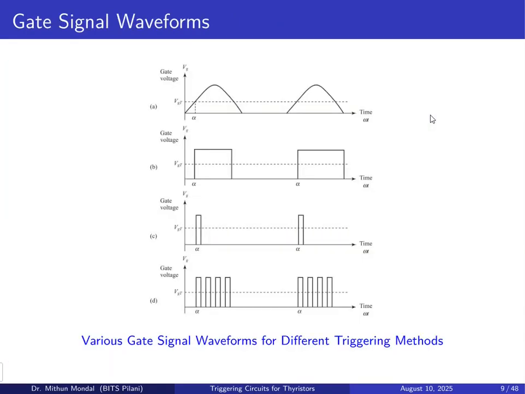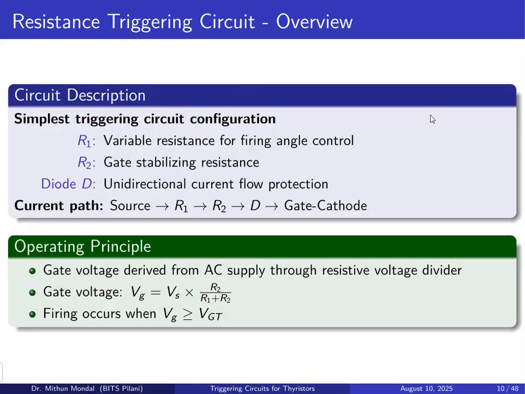Now here we have the gate signal waveforms. We can see the various gate signal waveforms for different triggering methods. Here you can see the signal is sinusoidal in nature, this is square, this is pulse, and this is rapid pulse. So there are different types of gate signal waveforms which can be used to trigger the gate on. Now we will see the first one, which is the resistance triggering circuit.